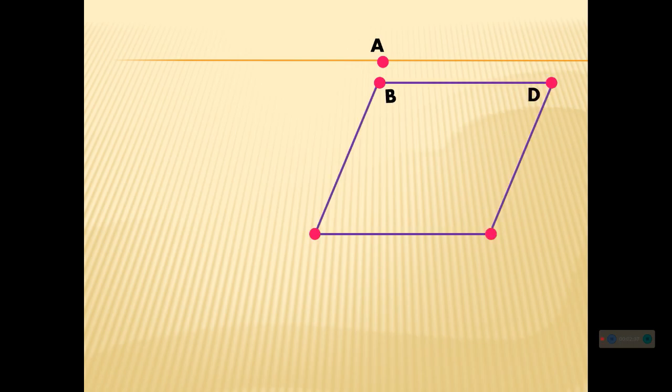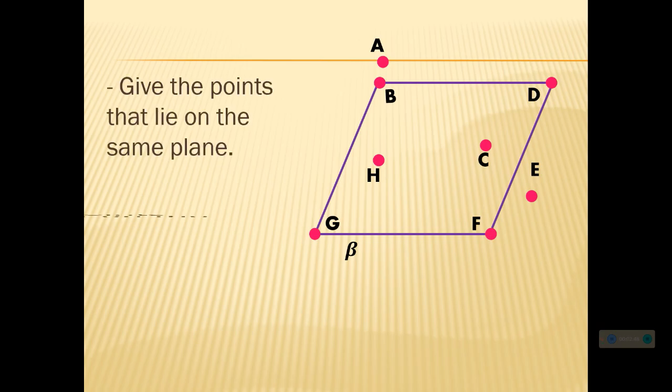Next, let us have this slide. Again, I have here the points and the names of the points. Let us answer the question: give the points that lie on the same plane. We have point B, point D, point F, point G, point H, and point C. Those are all the points that lie on the same plane.